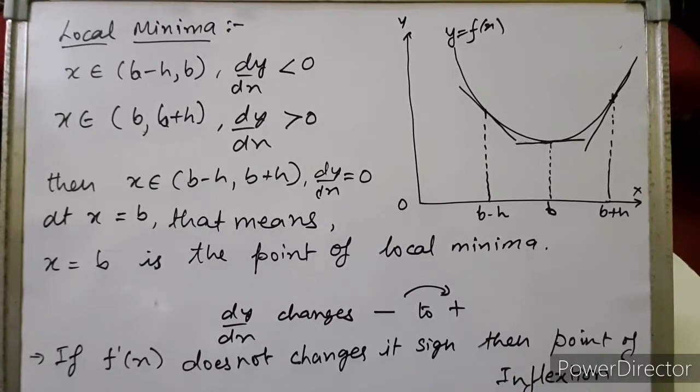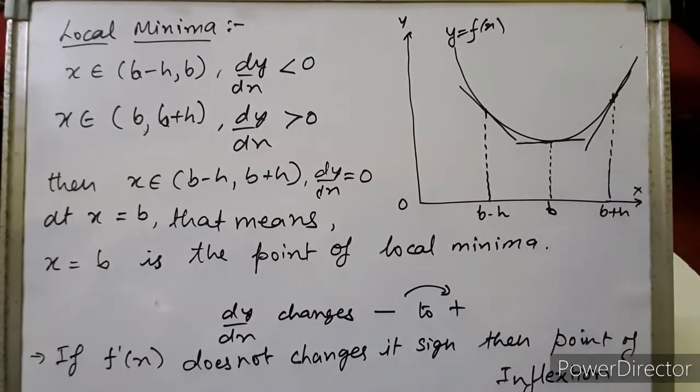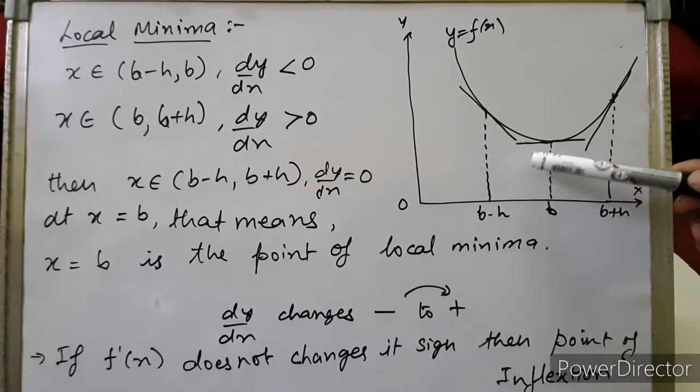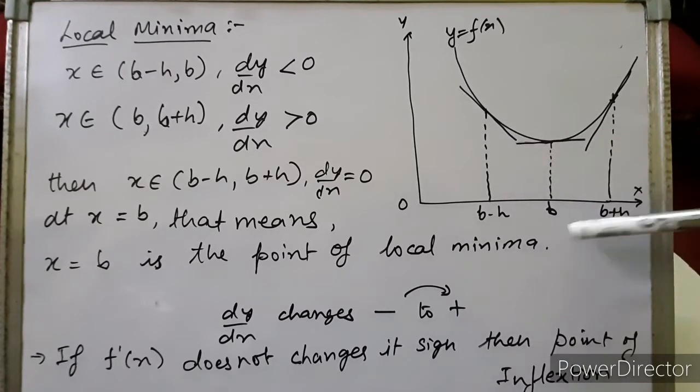Now for the local minima, children, you can see this is the curve y equals f(x). At x equals b, if we draw a tangent, this tangent will become parallel to the x-axis. That means x equals b is the turning point of the curve. At this point, it could have local maxima or local minima. Right. Now we see the neighboring points of b, b minus h and b plus h. If you draw a tangent at b minus h, this tangent forms an obtuse angle, so the slope of the tangent will be negative. And if we draw a tangent at b plus h, you can see that this tangent will be inclined with the x-axis and forming an acute angle.